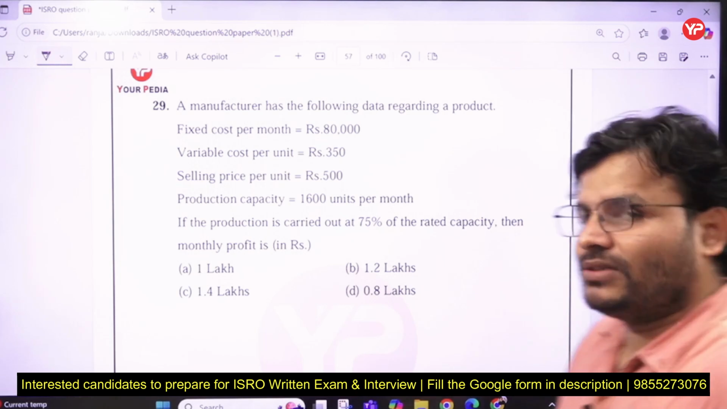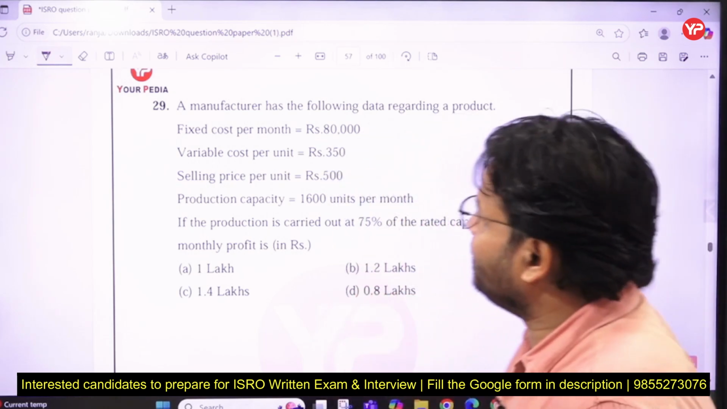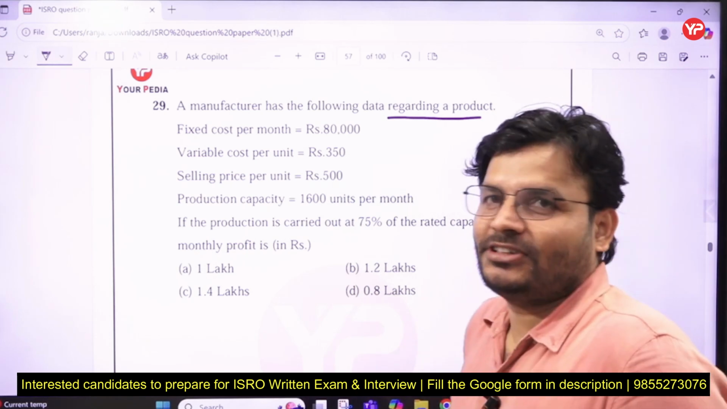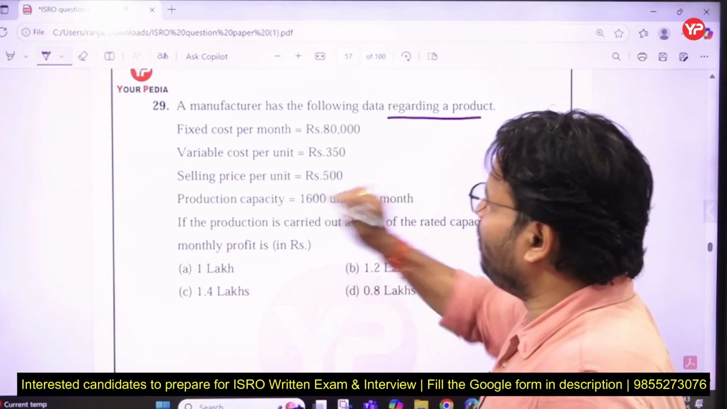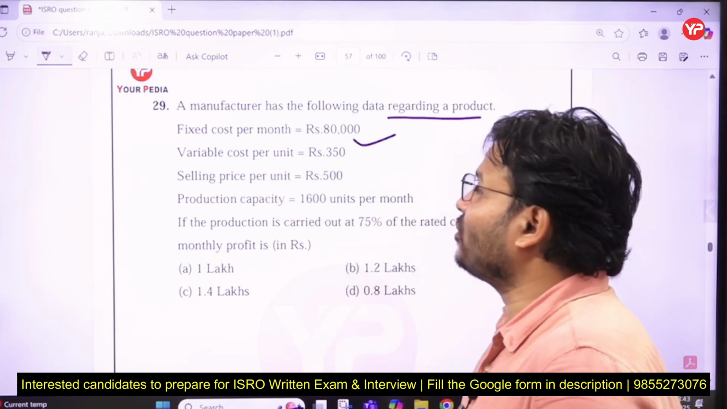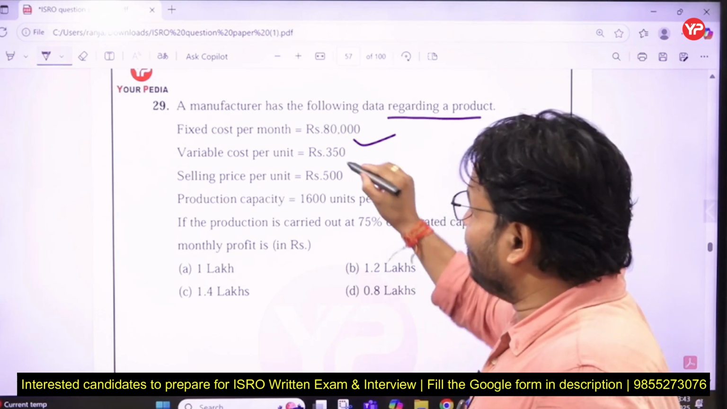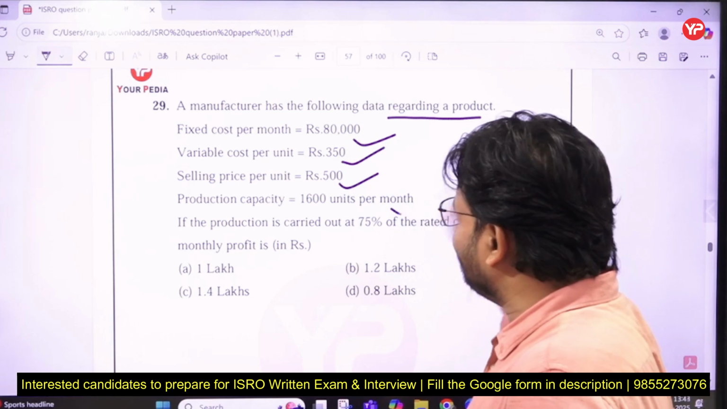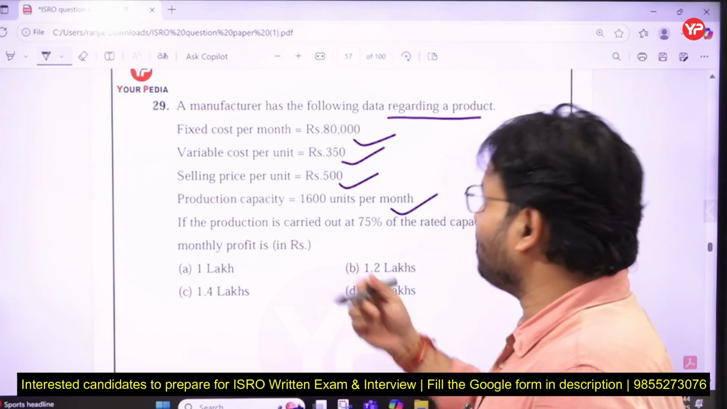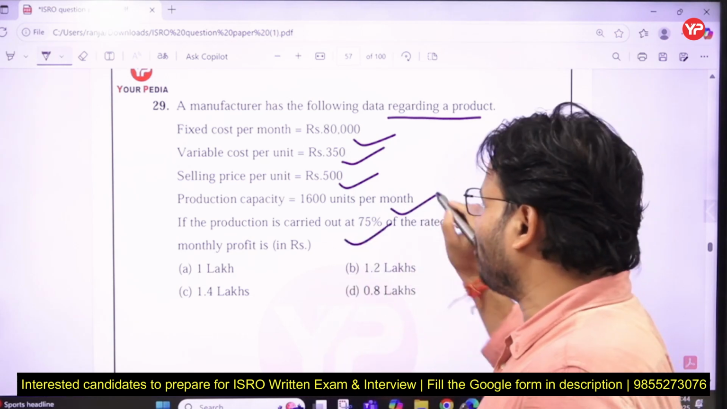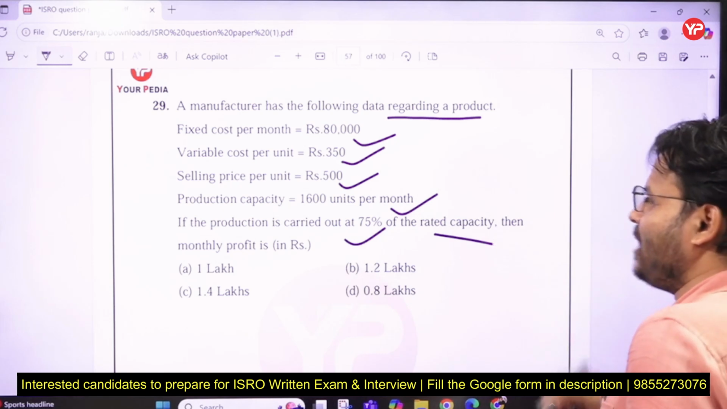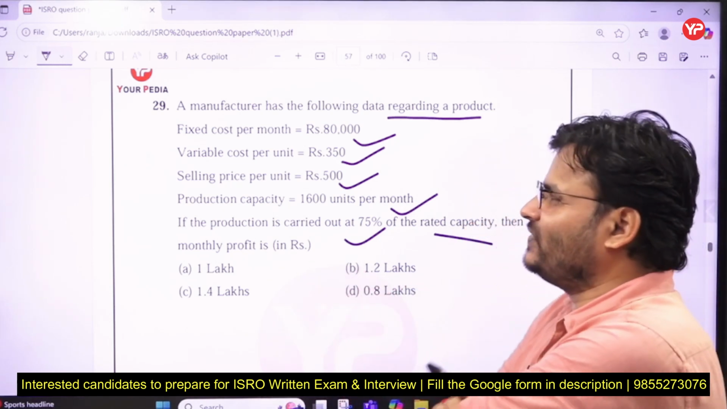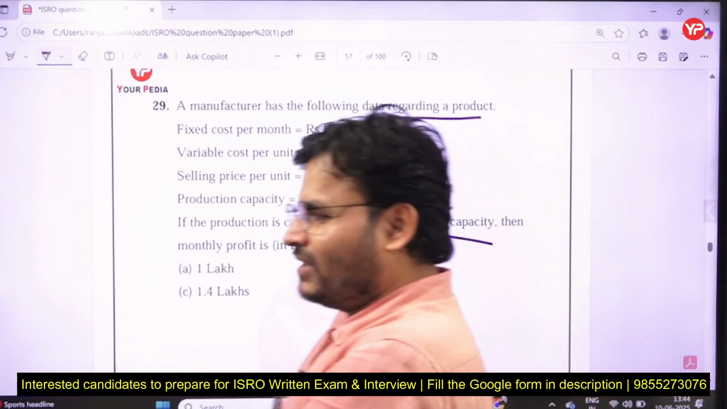Yeah, take this question. A manufacturer has the following data regarding a product. Fixed cost per month is 80,000, variable cost 350, selling price 500, production capacity 16,000 per month. If the production is carried out at 75% of the rated capacity, how much monthly profit will they get? That question has been taken from industrial engineering.